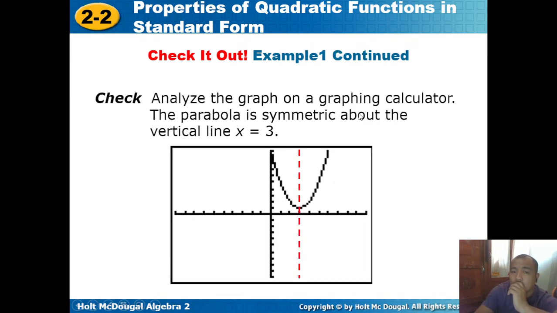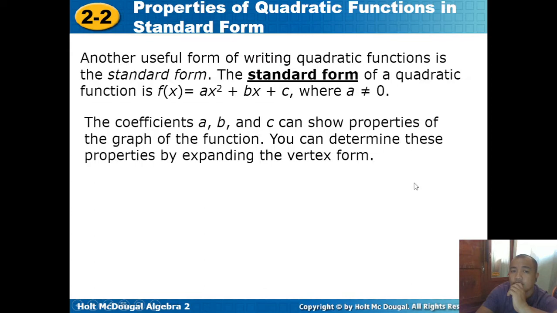Next, check. Analyze the graph on the graphing calculator. The parabola is symmetric about the vertical line x equals 3. And this is the axis of symmetry. Analyze this in your graphing calculator.